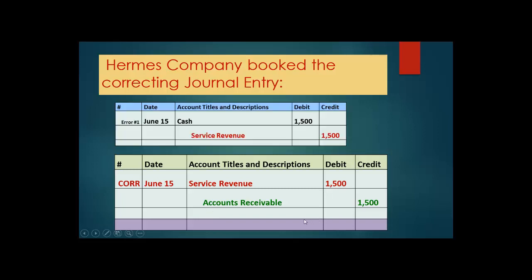So let's take another look at that error. This is the error right here. It's a credit to service revenue. So our correcting journal entry is going to reverse that error, debit service revenue. And we're going to book it to the correct account, which is to reduce accounts receivable because the customer paid.